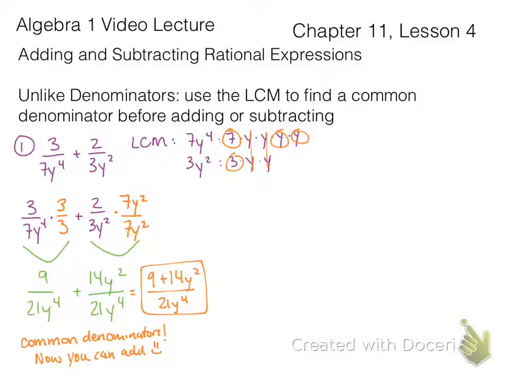And really, you should put this in standard form. So the answer is 14y to the second plus 9 over 21y to the fourth, but you knew that already. Okay, moving on to my next example.